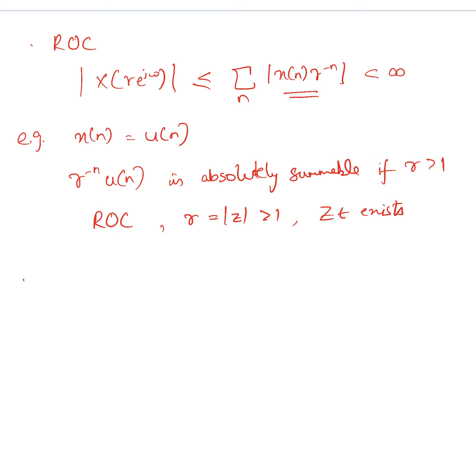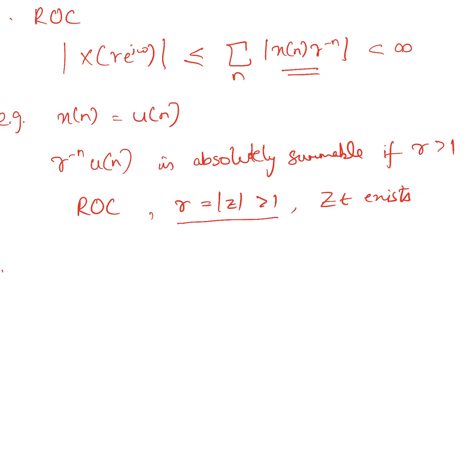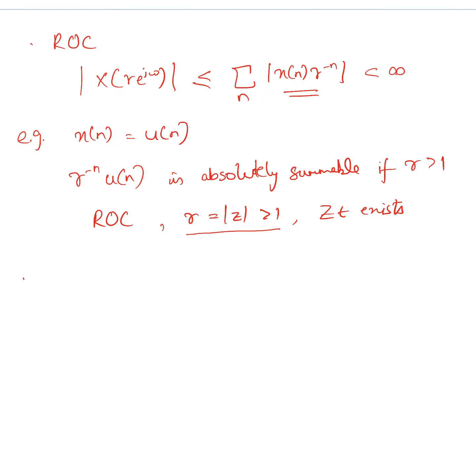Another important point is that if the ROC includes the unit circle, then for mod Z equal to 1, of course, the Z transform will converge. Equivalently, the Fourier transform of the sequence also converges. So in this particular ROC, the unit circle is not included. So the Fourier transform won't exist. The Fourier transform of the sequence won't converge.